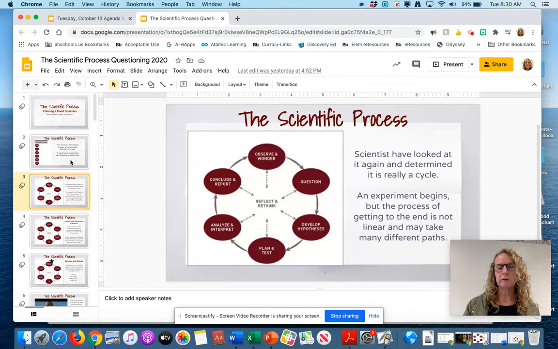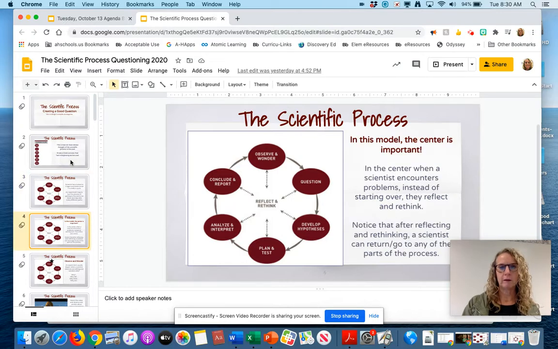What scientists have determined now is that it's really a cycle. An experiment begins, but the process of getting to the end is not linear and may take many different paths. As you look in the center, when a scientist encounters a problem, instead of starting over, they reflect and rethink. Notice that after reflecting and rethinking, the scientist can return or go to any part. So you can go to the middle, and then you can go back to the outside.